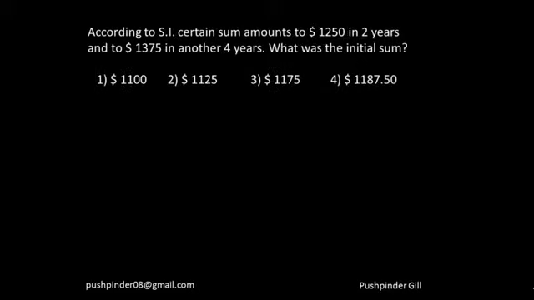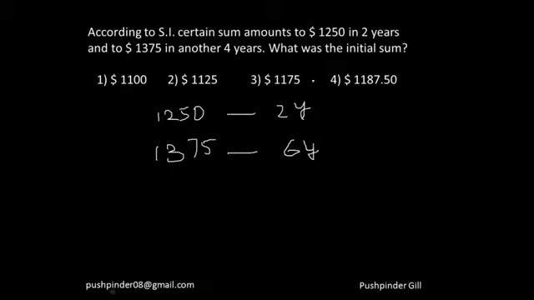Fine. So let's see another question. According to simple interest, a certain sum amounts to 1250 in 2 years and 1375 in another 4 years. Again, this is a similar kind of question. It is becoming 1250 in 2 years and 1375 in 6 years, that is, 4 years after the first 2 years. Then it is increasing by 125 in 4 years.